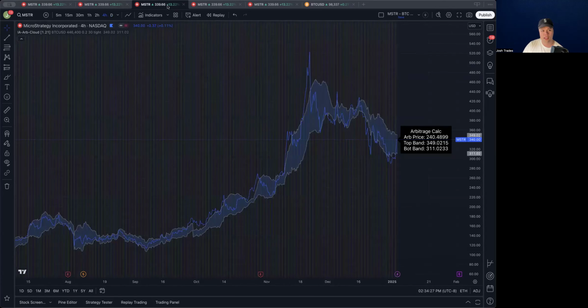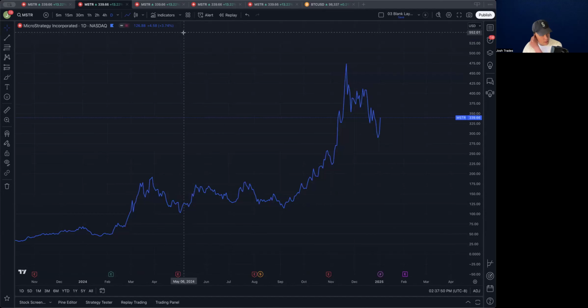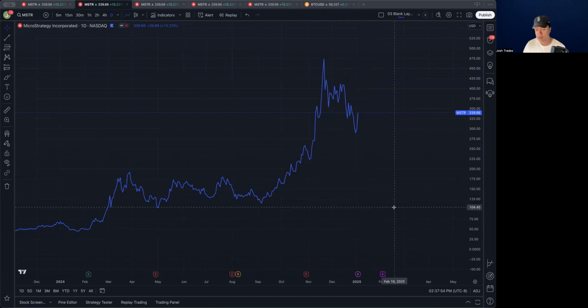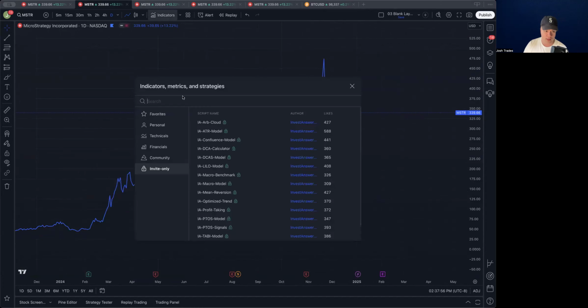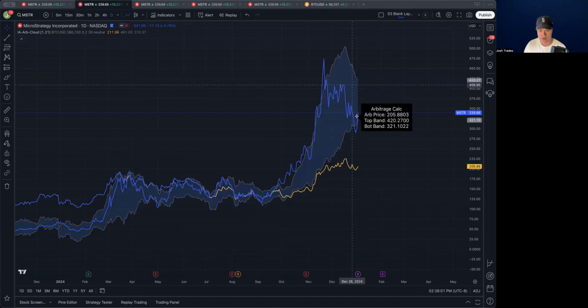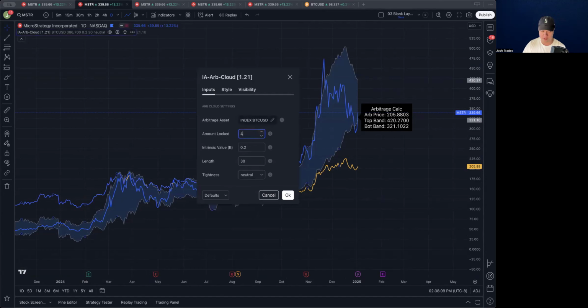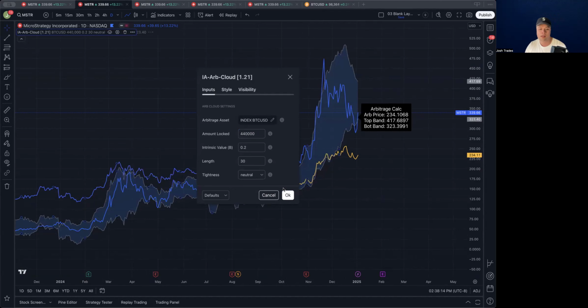Let's bring up a brand new chart here. So if you have MicroStrategy pulled up in TradingView, the ARB Cloud model is super simple. We're going to go to indicators here and then invite only, and press on the ARB Cloud model tool. And I keep the ARB Cloud pretty much in default settings. It looks like we need to update the Bitcoin holdings. I believe MicroStrategy owns about 440,000 Bitcoins now. And you can keep the tightness on neutral.